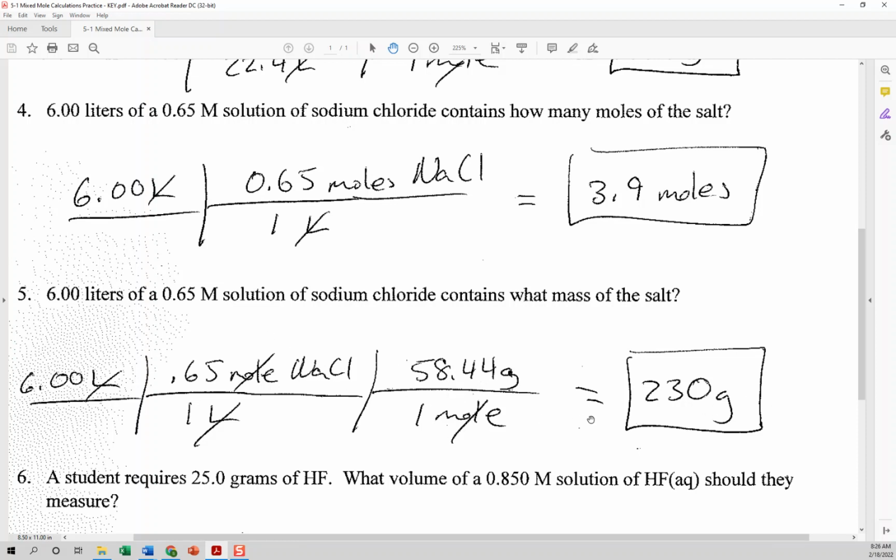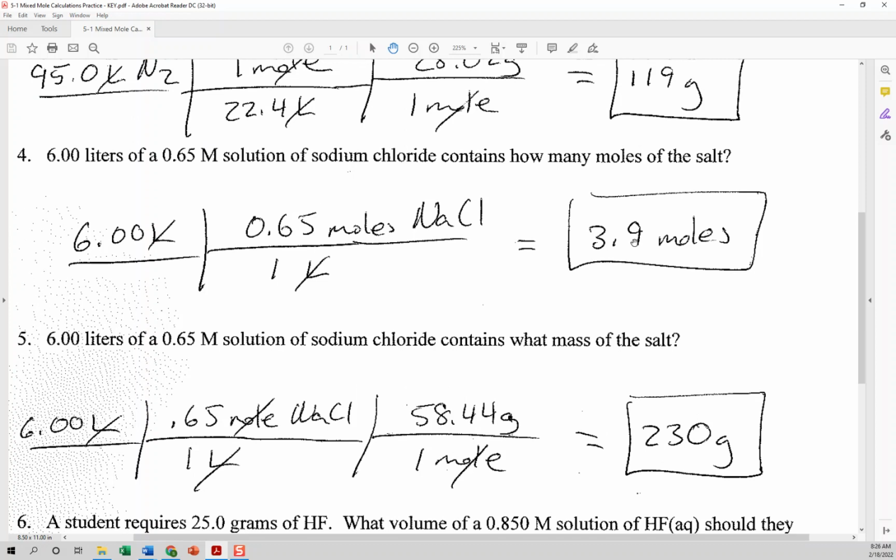Now notice here, our liters had 3 sig figs, our molar mass had 4, but the molarity only had 2. So that's why I rounded my final answer here to 2. And the same thing up here, I had to finish with 2 significant figures because the molarity measurement only had 2. Remember, leading zeros are never significant, all right? All right, let's go to number 6.